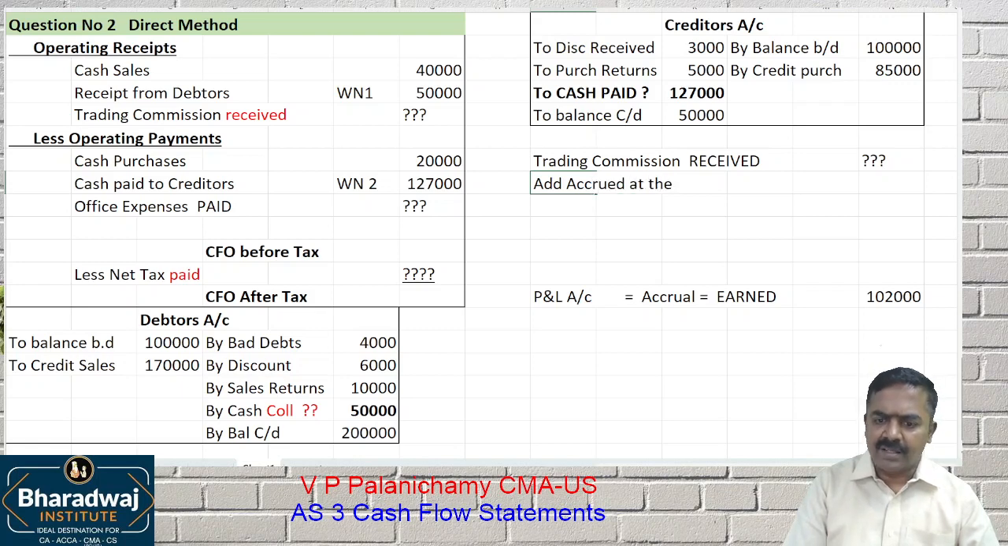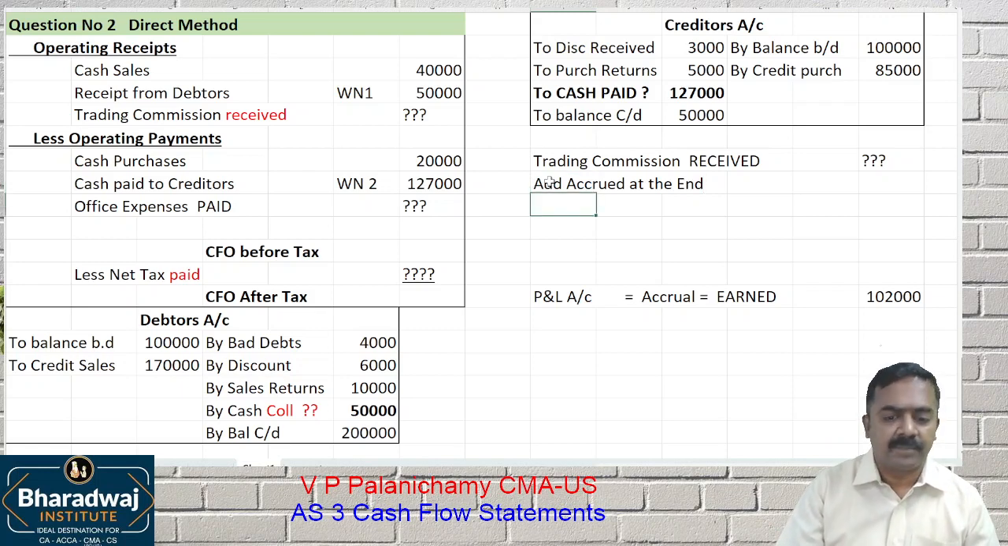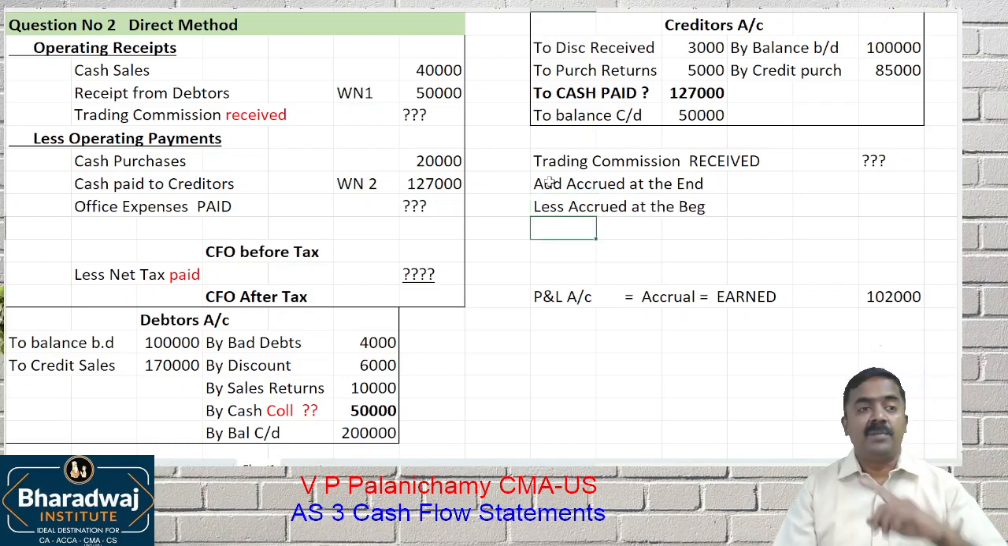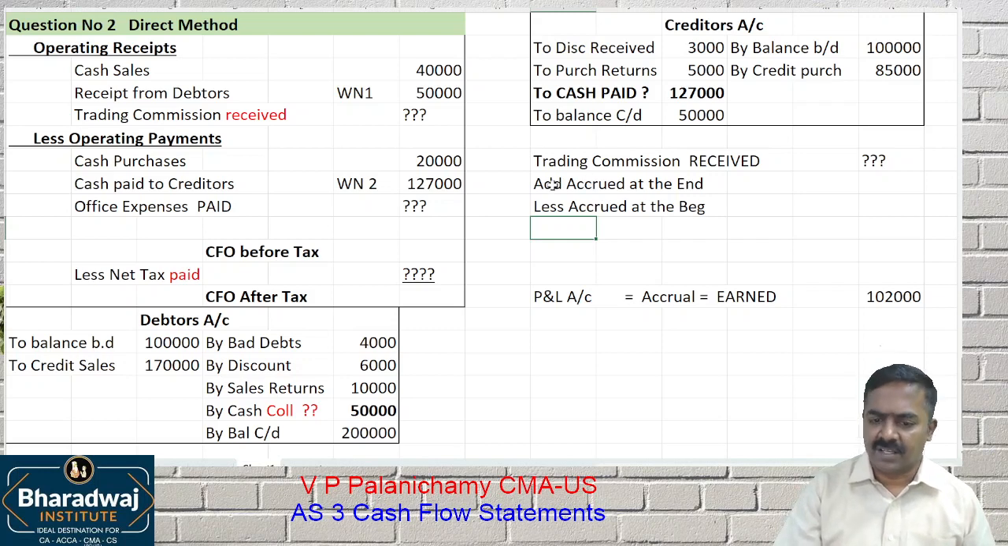Accrued at the end of the year. Why? It belongs to the current year. Less accrued at the beginning of the year. Why? It belongs to last year. While preparing the P&L account, this is what we used to do.